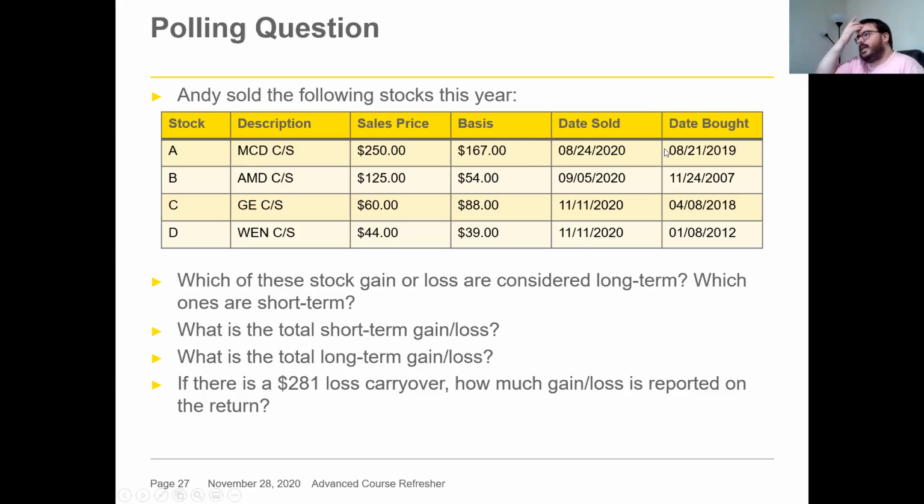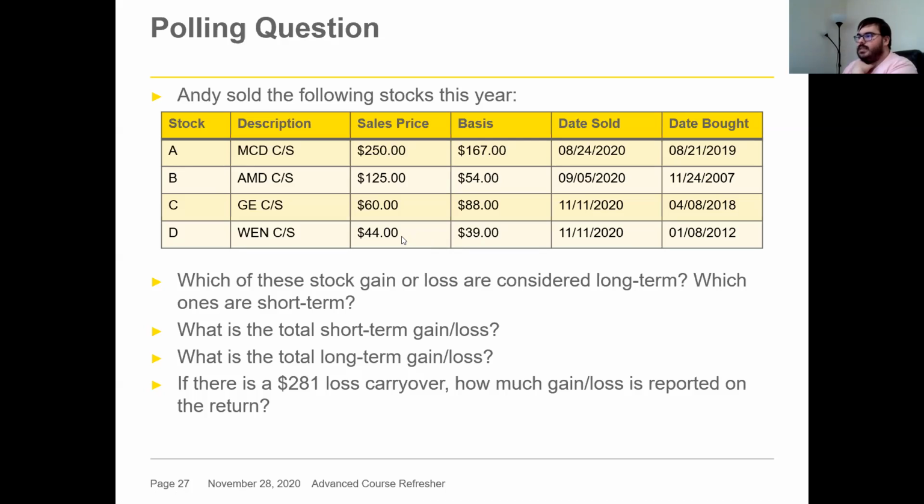So the scenario says, Andy sold the following stocks this year. So he sold these 4 ones. Which of these gains or losses are considered long-term? Which ones are short-term? Well, for the IRS, short-term is a holding period of a year or less. Long-term is a year or more. And long-term capital gains have preferential rates. Short-term capital gains are taxed at ordinary rates.